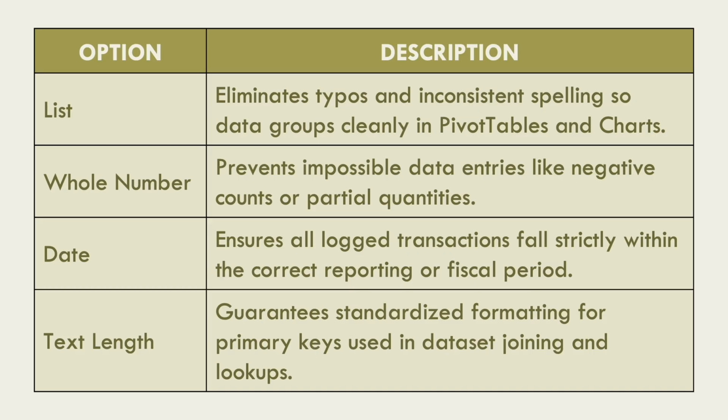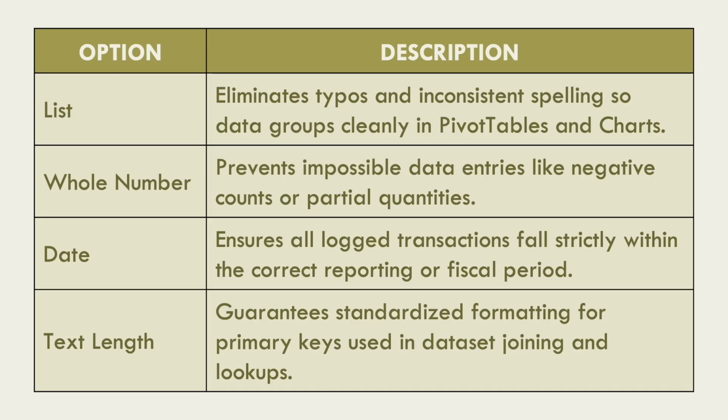And finally, we have text length. This allows us to control the number of characters that can be entered into a cell. This can help guarantee standardized formatting for primary keys used in dataset joining and lookups. For example, if an ID should always contain exactly 6 letters, we can use text length to make sure that users do not enter IDs that are too short or too long. So these are the 4 basic types of data validation that we will be focusing on today.